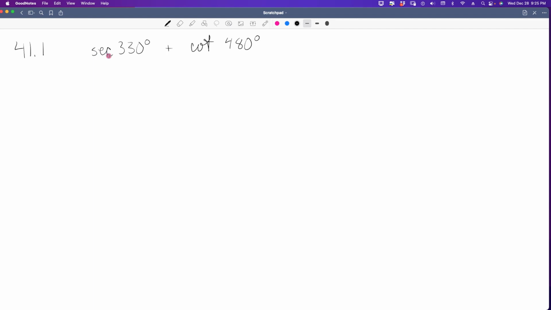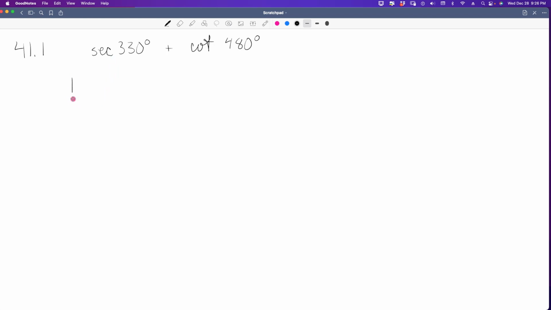So secant is the inverse of cosine. So if the secant of 330 is, then that's going to be hypotenuse over adjacent, instead of adjacent over hypotenuse. So we'll get to that. Let's pull our notes up. But first, let's deal with these degrees here and get where we need to get.